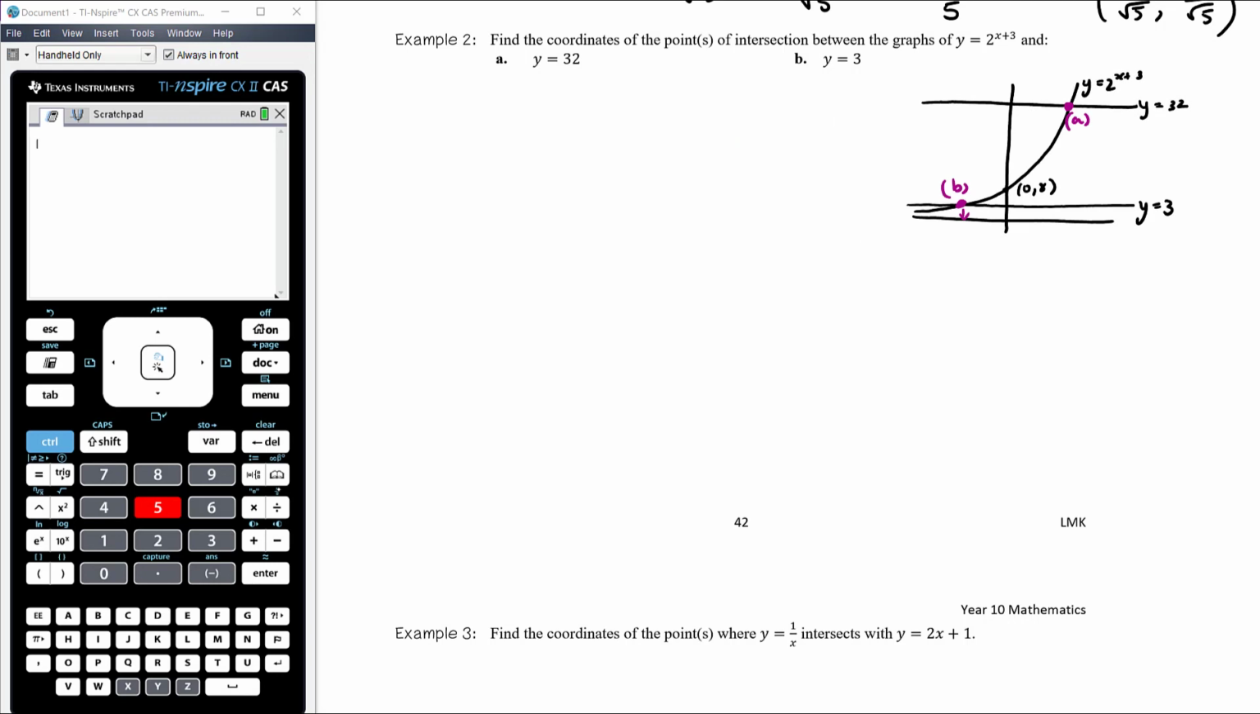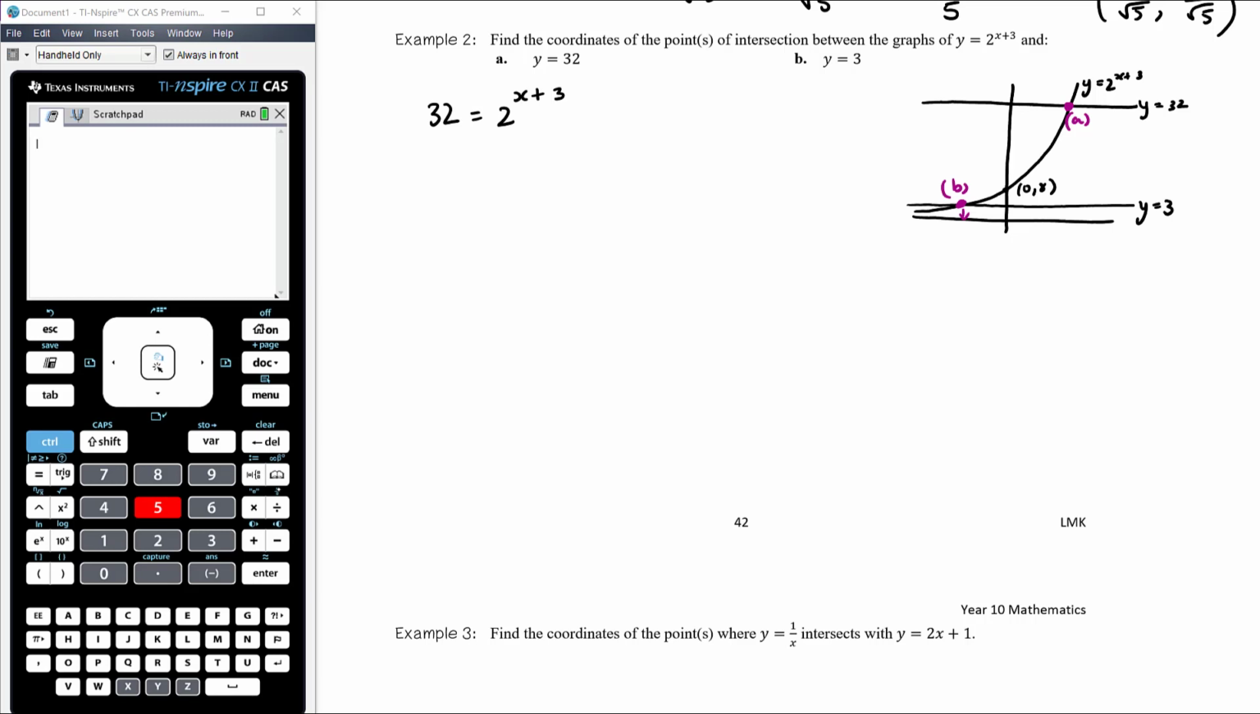So again, substitution. If we're going to substitute y equals 32 into our other equation so we can solve it, we're going to get 32 equals 2 to the power of x plus 3. So part A is going to be 32 equals 2 to the power of x plus 3. Now, casting your mind back to our index laws topic back in semester 1, solving an exponential equation, our first aim is to see if we can solve the equation by writing both sides with the same base.